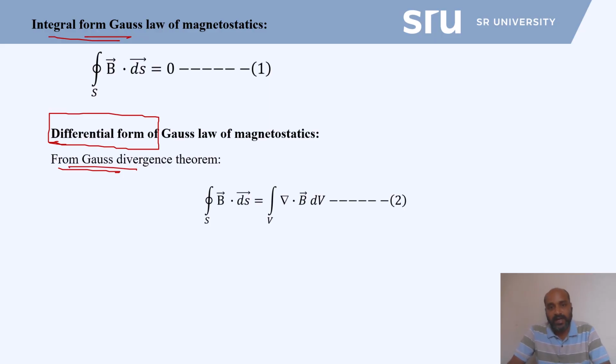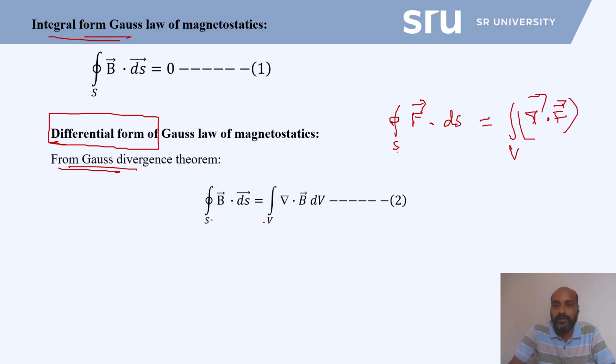The significance of the Gauss divergence theorem is that you can mutually interchange the surface integral to a volume integral, or vice versa, a volume integral to a surface integral. Mathematically, let F be a vector function. If the surface is closed, the integral of F dot dS can be written as an integral over volume V. We are saying the surface is a closed surface. What does it mean? It is enclosing some volume. So that volume is V, and the integrand is del dot F dV.